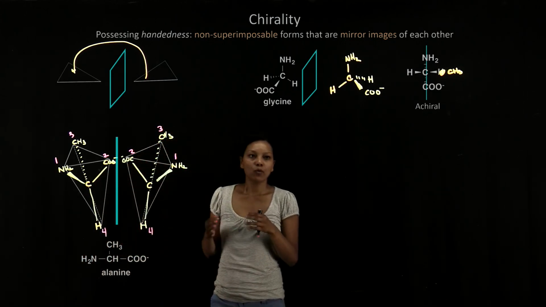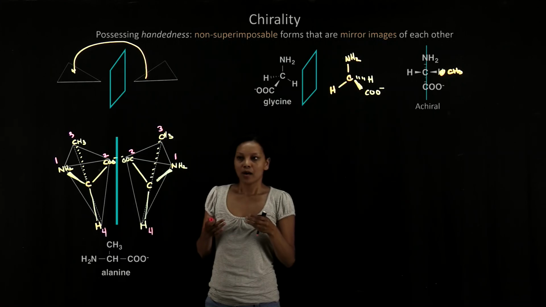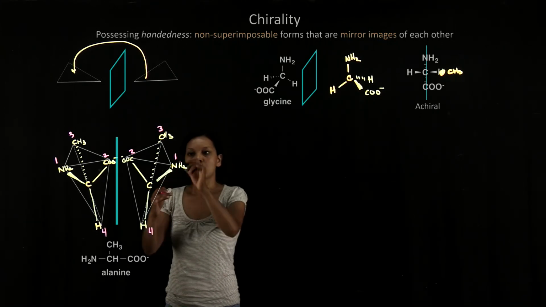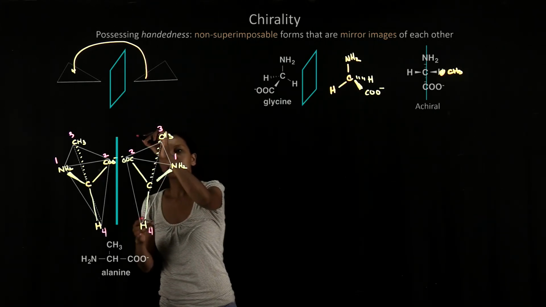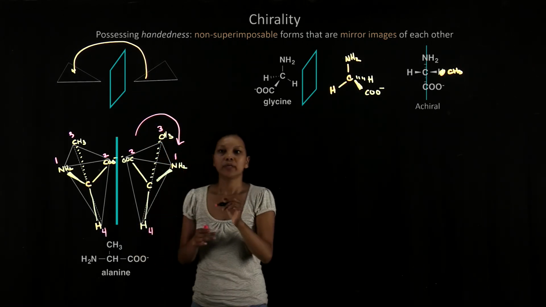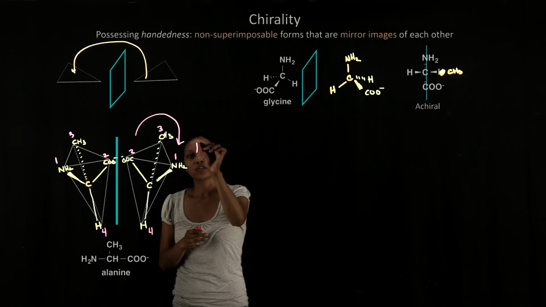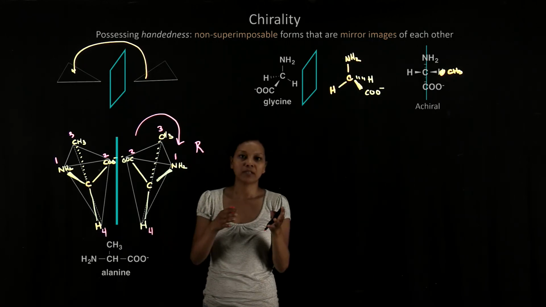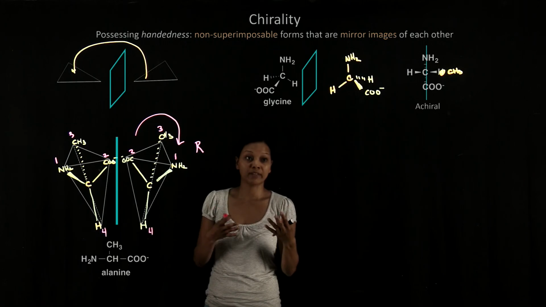Now, if we want to assign things that are going clockwise, so 1, 2, 3, so this is basically going clockwise, we give it the signature of R. R meaning rectus, which is Latin for right.